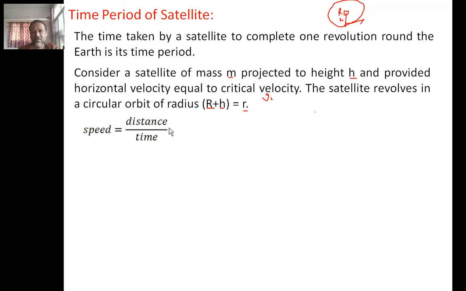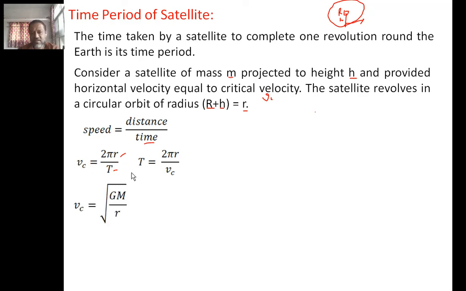To find the formula, or the derivation: the formula for speed is equal to distance upon time. Here the speed is the critical speed, so that is vc, and the distance is the circumference of the circle, so it is 2 pi r, and the time required to complete one revolution is the period. So vc is equal to 2 pi r upon t. Now let us rearrange this equation because we need to find the time period of the satellite. So t is equal to 2 pi r upon vc, right? So t will go on the left hand side and vc will come in the denominator.